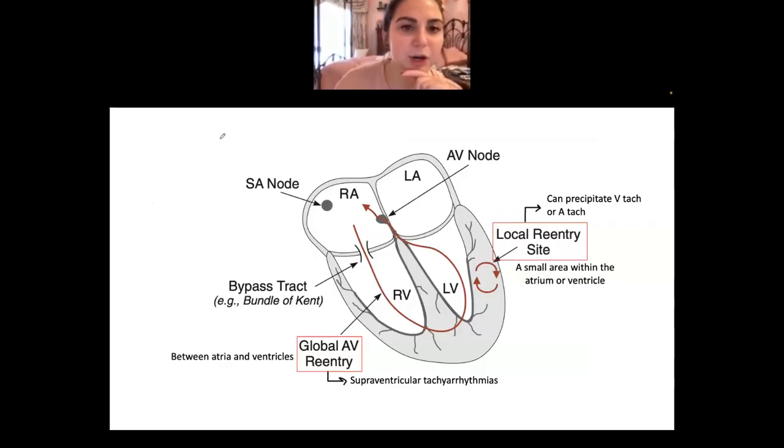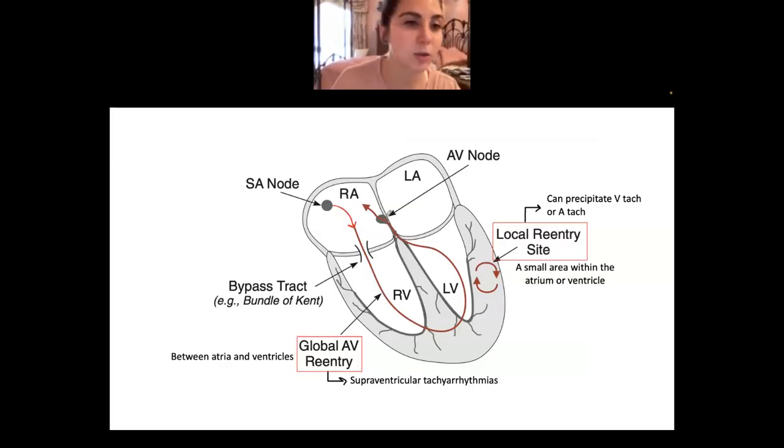And I wanted to show it again, visualizing it more extended. So here's your SA node to the AV node, bundle of His, and then your bundle branches, and then your Purkinje fibers. Remember that the electrical potential can also bypass from the SA node to the AV node. It can also go through the good old bundle of Kent, so it can go around and then just go over and over. This is your global reentry. This is your Wolff-Parkinson-White. But not always.